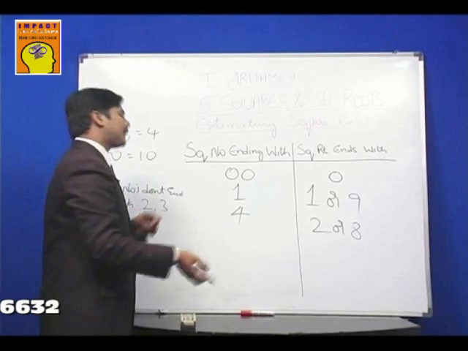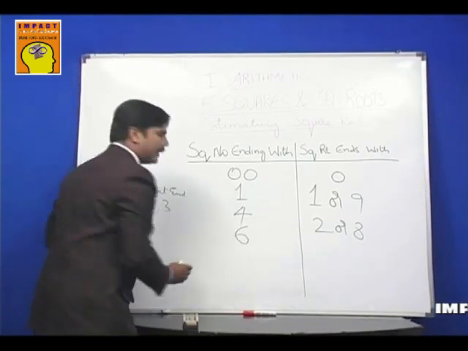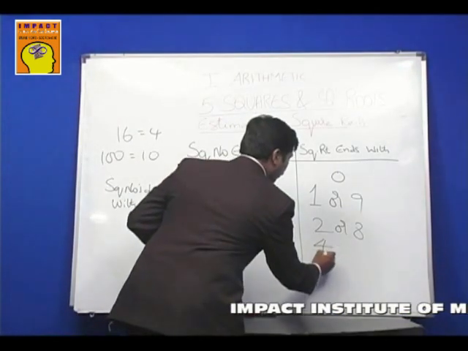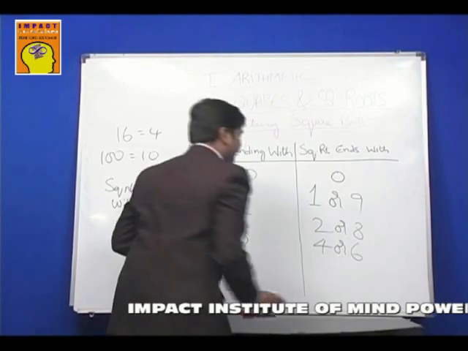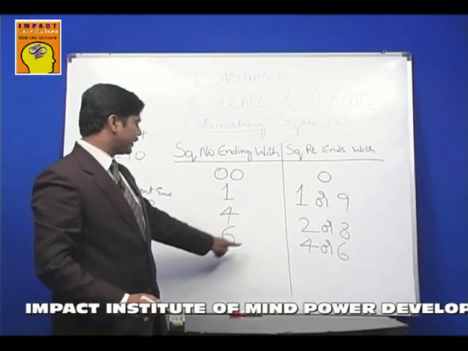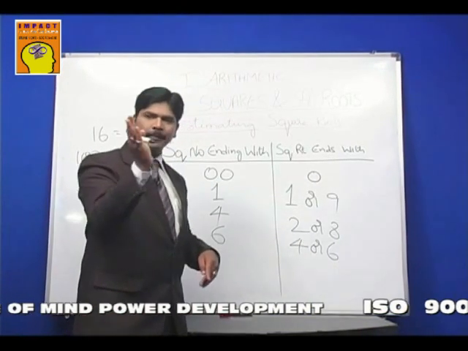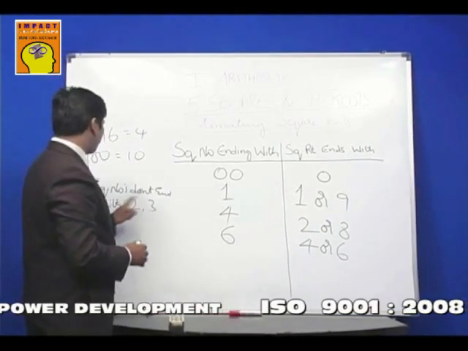The next number after 5 is 6. If the square number ends in 6, the square root ends with 4 or 6. How much is 4 into 4? 16. See, number ending with 6. How much is 6 times 6? 36. See, ending with 6. Now you must also know that square numbers do not end with 2 and 3, no?